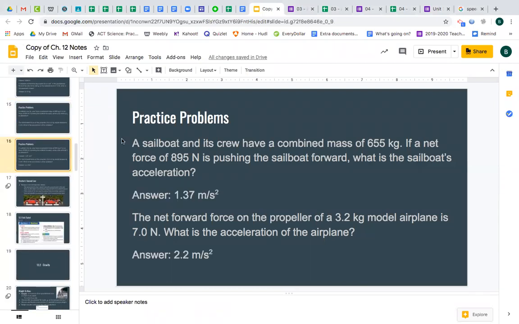For the first one, if you take the force divided by the mass, you're going to get 1.37 meters per second squared. On the second one, 7 divided by 3.2 gives you 2.2 meters per second squared.